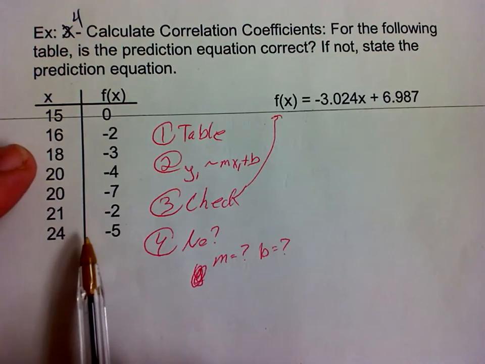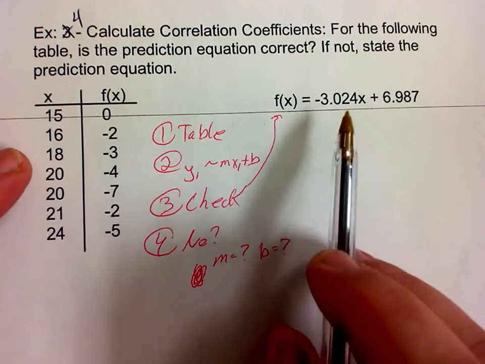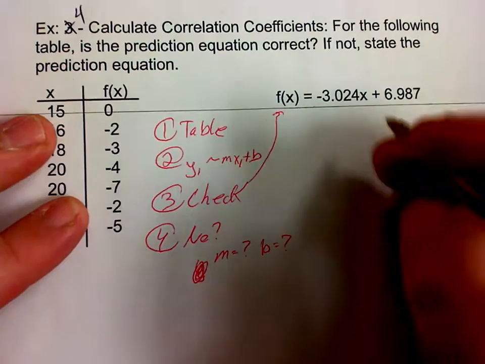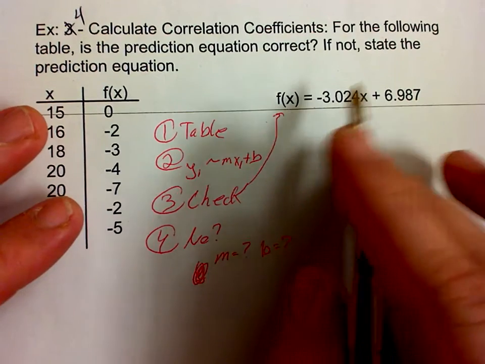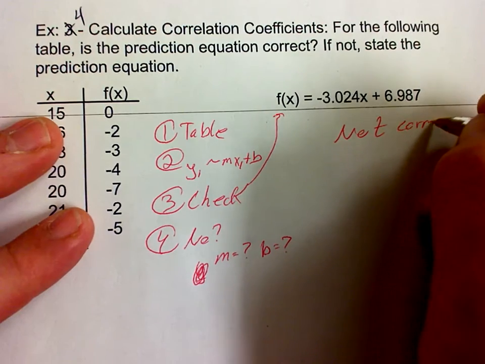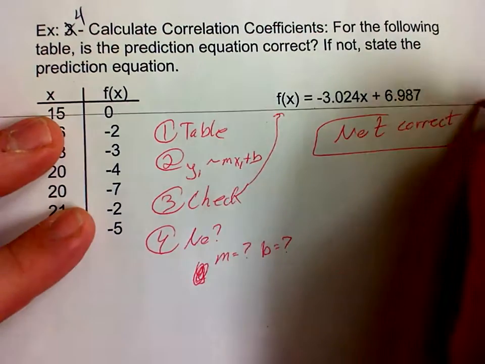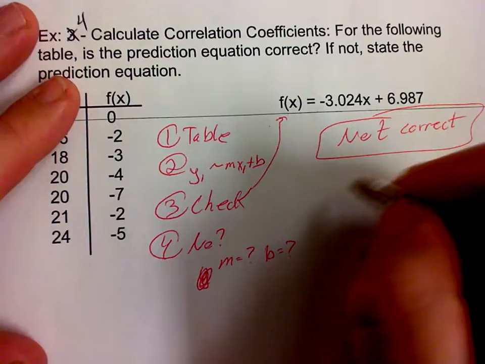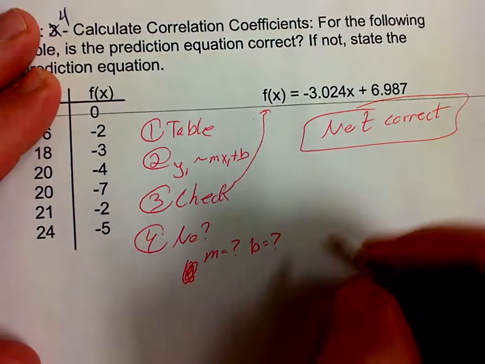Okay. When we input this table here, we do not get the slope and the y-intercept that they have in here, even if one of them matched up. Both of them need to work. Okay. So this one's not correct. Not the correct prediction equation. So we need to calculate our prediction equation.